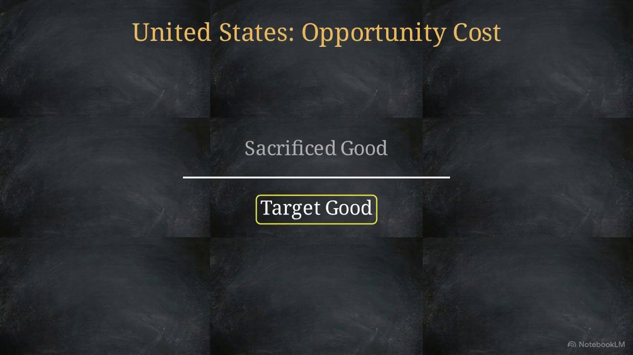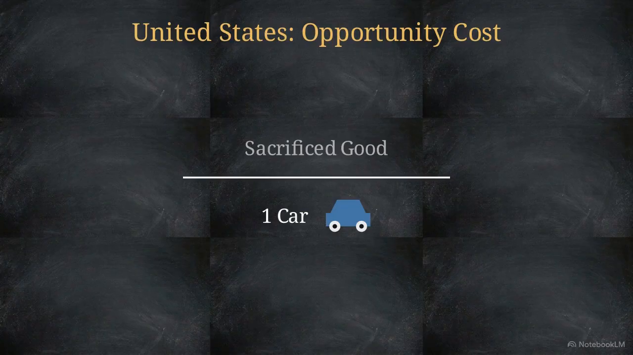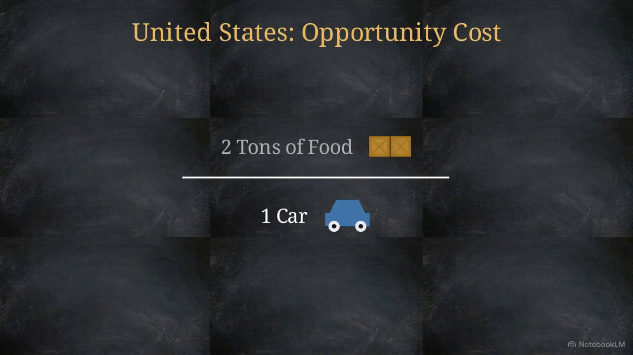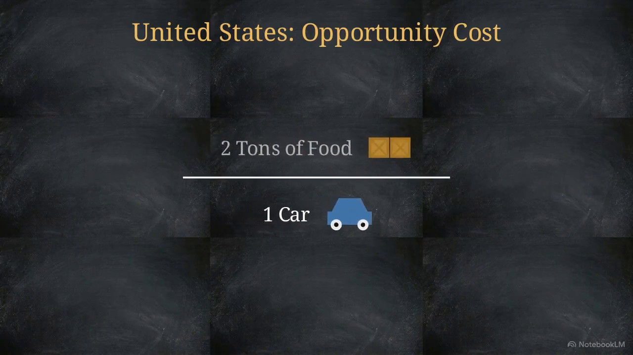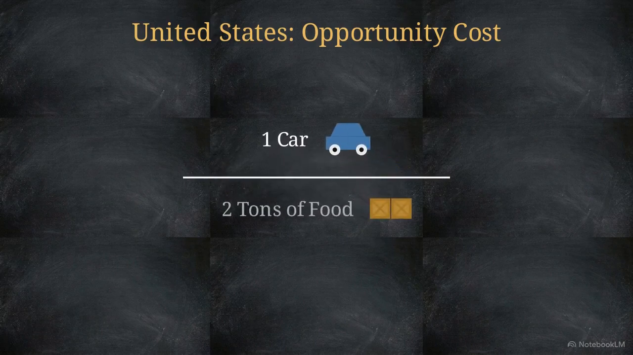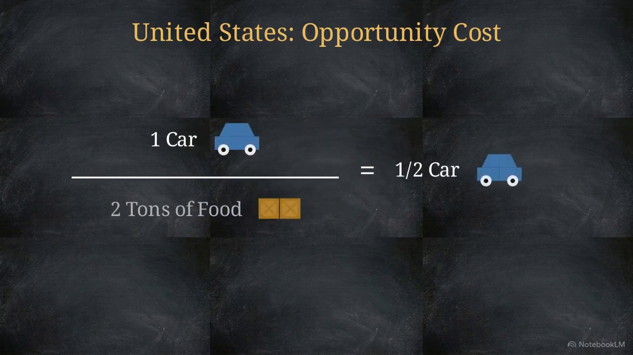Let's apply this to the United States. If we want to find the opportunity cost for one American car, the car is our target good. We put the one car in the denominator and divide the sacrificed 2 tons of food by it. The math gives us an opportunity cost of 2 tons of food for every car produced. If we reverse the goal and want to produce 1 ton of American food, the 2 tons of food drop into the denominator. Dividing the one car by those 2 tons of food means every ton of food costs the U.S. exactly half a car.